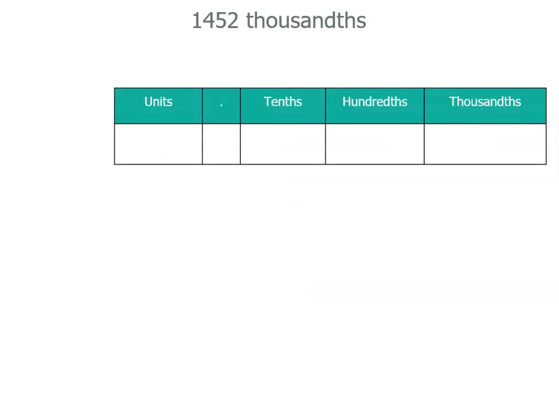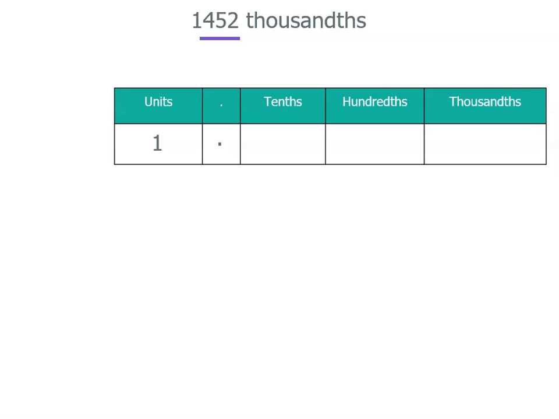Now I've got one more. This one's different because I've got 1,452 thousandths. So it's really important to notice that we've got 1,000 thousandths, which is a whole, plus another 452 thousandths. And that whole means we have a 1 in the unit place. So every time we have 1,000 thousandths, we're going to have 1 unit. So our decimal point goes in, and now we can write 452 in the thousandths place.